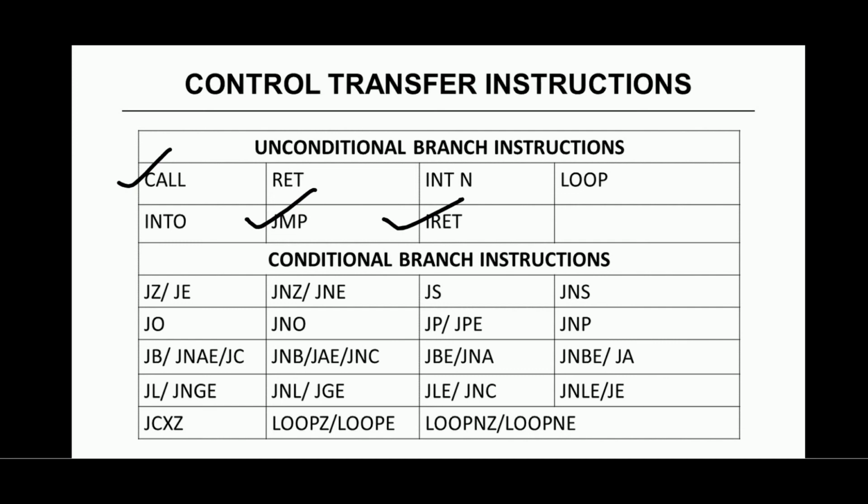In the conditional branch instructions, mostly what you will be using for your programming will be jump if zero or jump if equal, then jump if parity can be asked. And apart from that, you will be having LOOPZ and LOOPE, and LOOPNZ or LOOPNE. These instructions are also important.